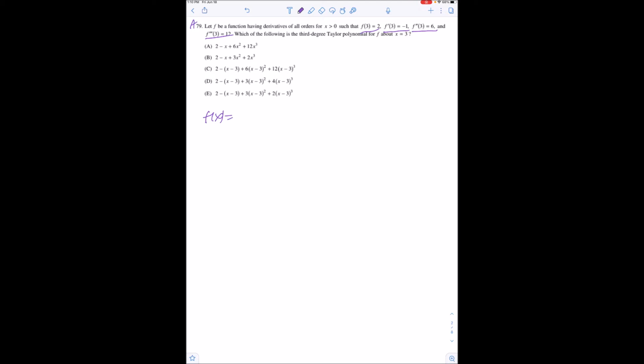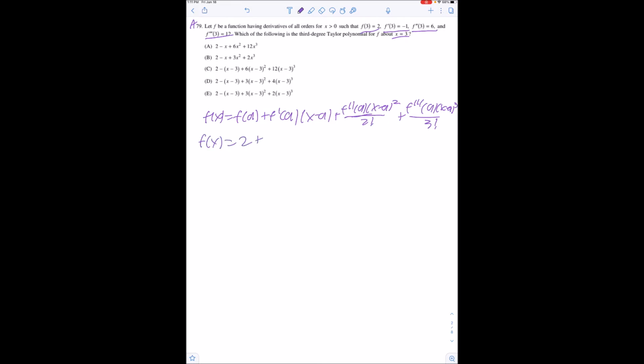Taylor series formula. I'll go up to the third degree because that's what we're doing. f of x equals f of a plus f prime of a, x minus a, plus f double prime of a, x minus a squared over 2 factorial, and finally f triple prime of a, x minus a cubed over 3 factorial. If you remember, a is what it's centered at, and this is centered at x equals 3, so we're going to plug in 3 for a in all of these situations.